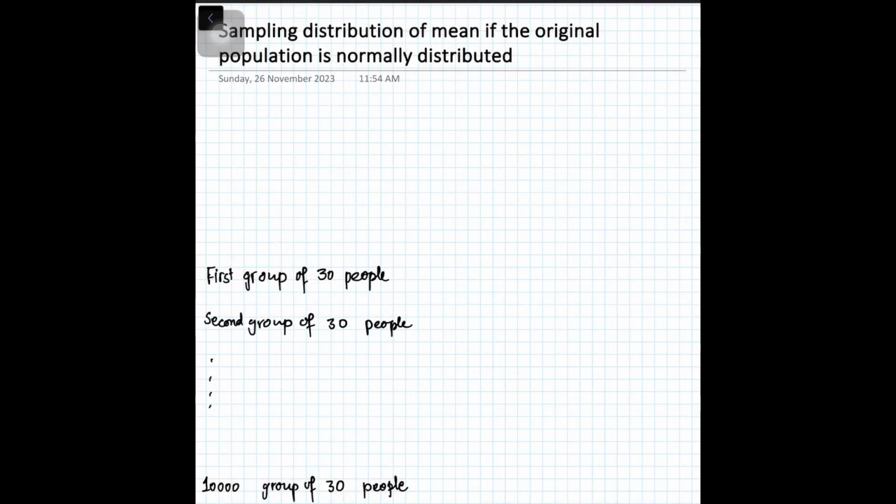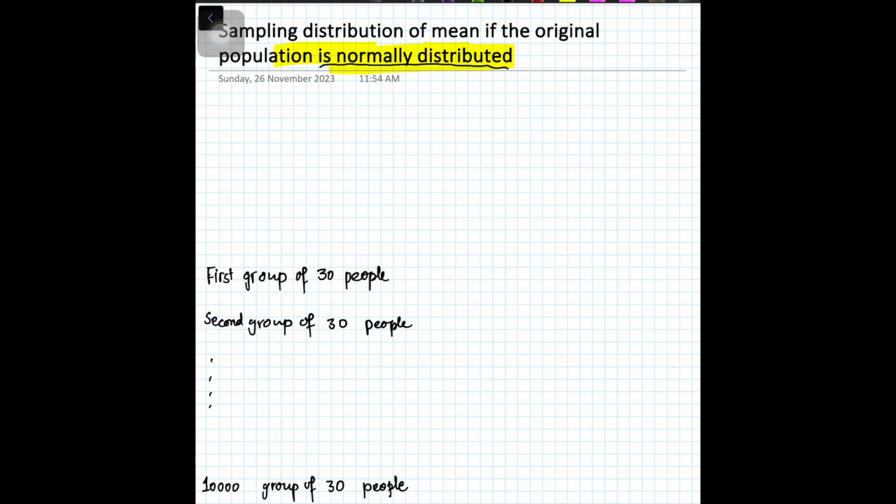Hello everybody. So in the last video we saw what is sampling distribution of mean. In this video we would like to see what will be the distribution of the sampling distribution of mean if the original population is normally distributed. This is an important result. This is the foundation for your hypothesis testing, finding the confidence intervals and all those things.